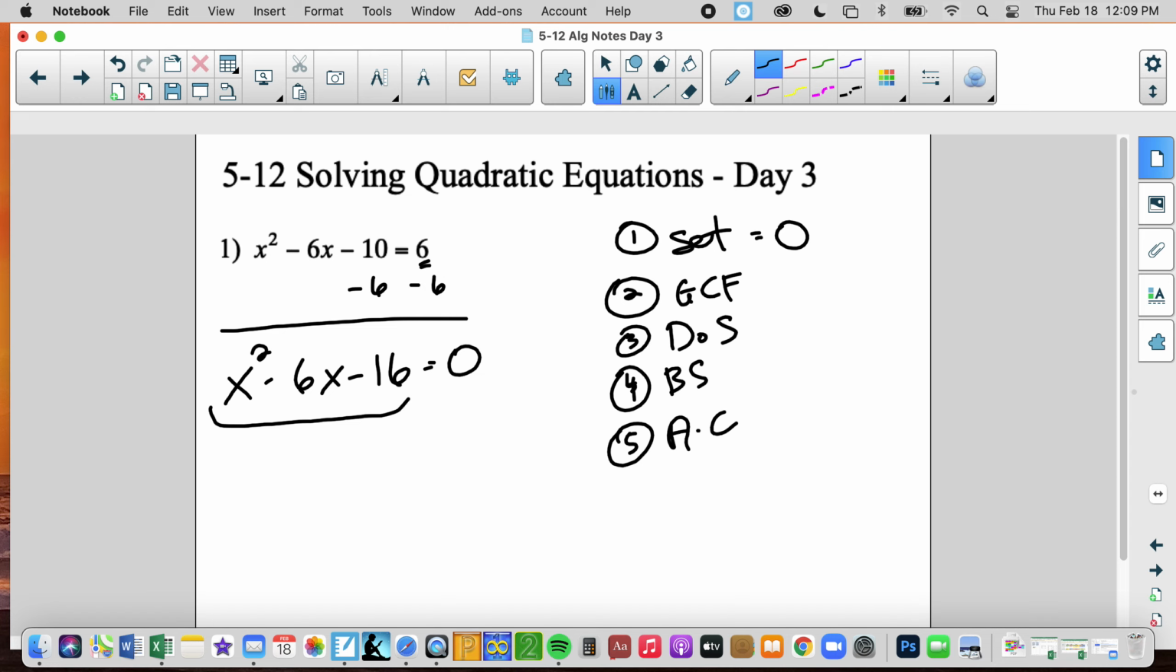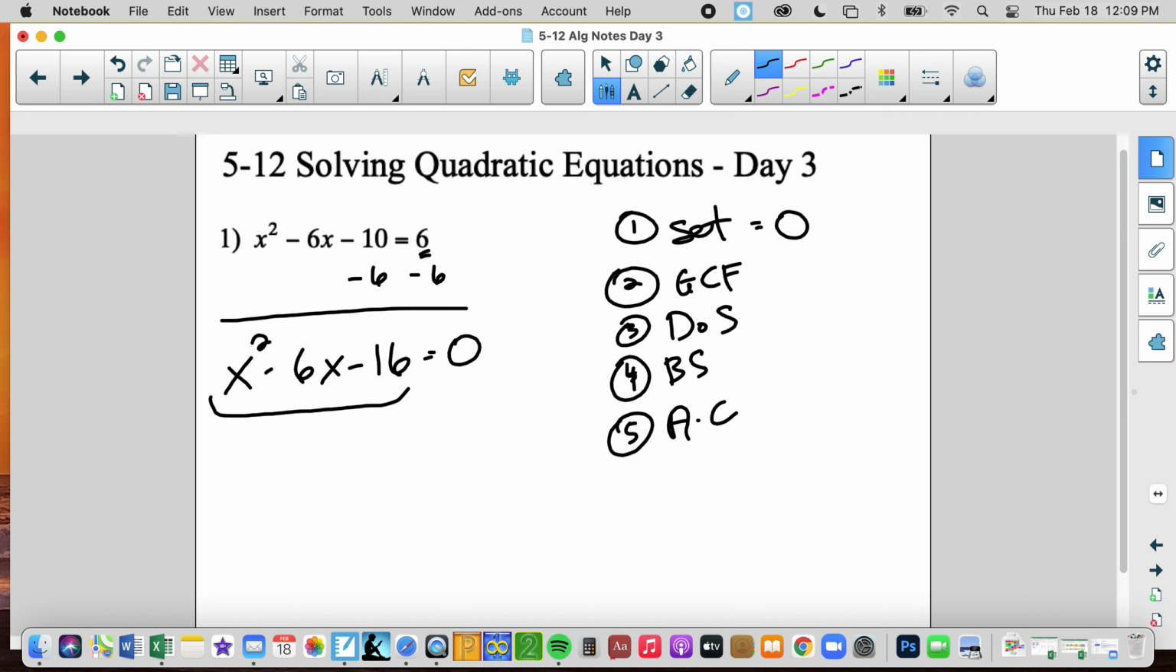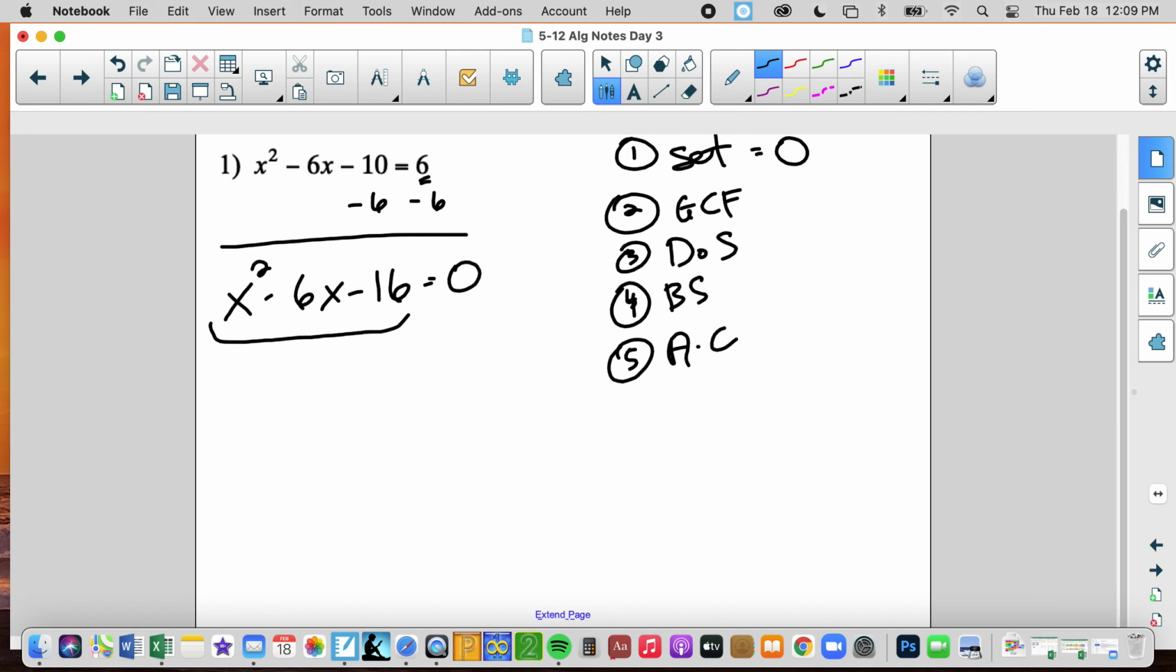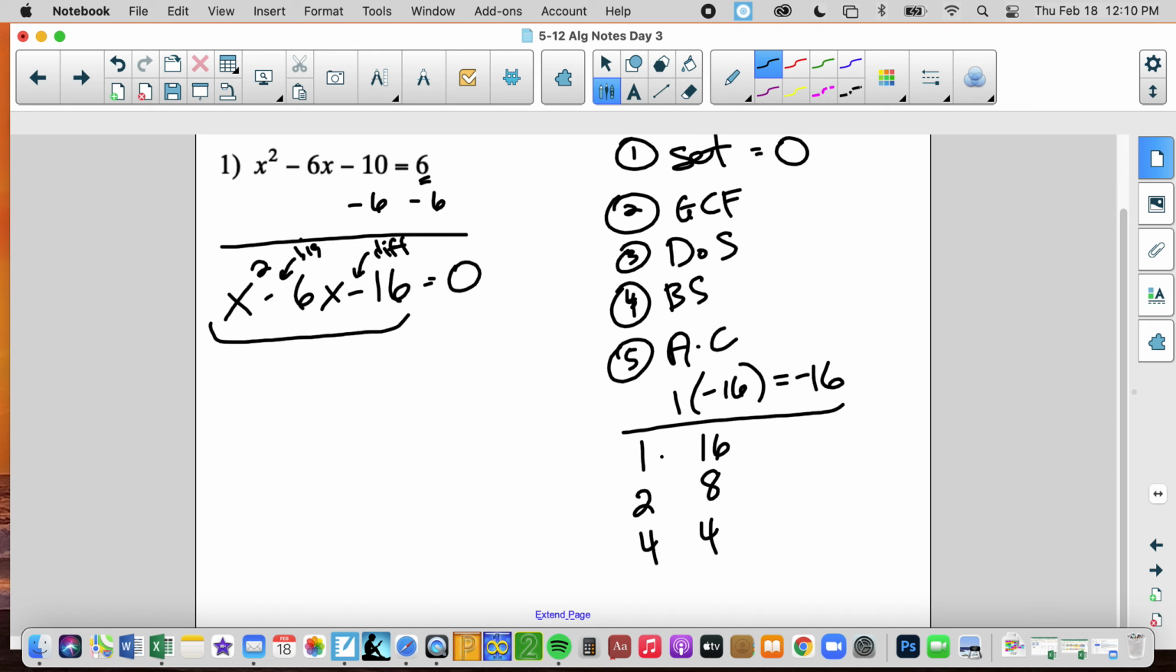So can I use a times c? Yes, it has 3 terms, so for a times c, we use 3 terms. A is the coefficient of x squared, which is 1. C is -16. 1 times -16 is -16. My factors of 16 are 1 and 16, 2 and 8, 4 and 4. My signs are different. When the second sign is negative, it means they're different. And then the bigger of these two factor pairs is going to get the negative. And since my signs are different, that means the other one has to be positive.